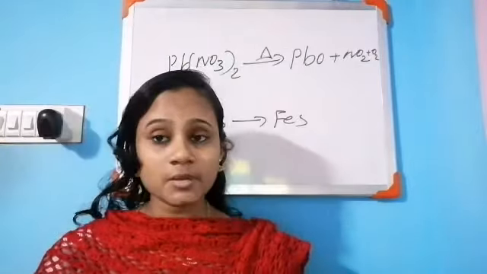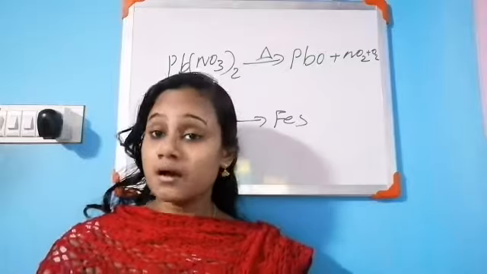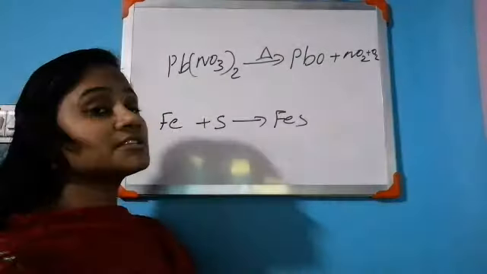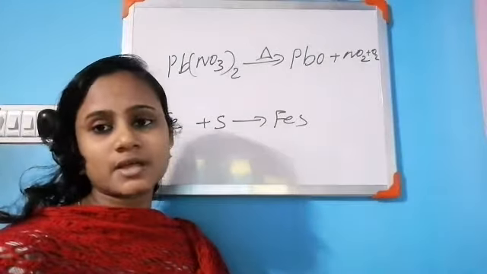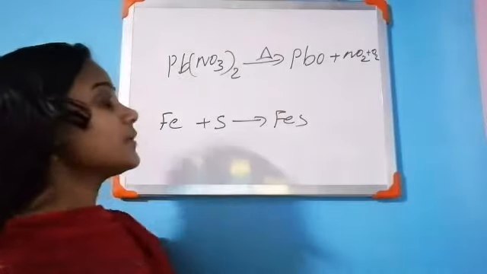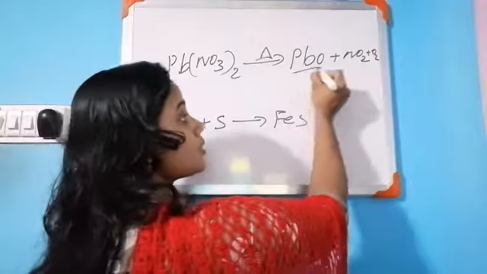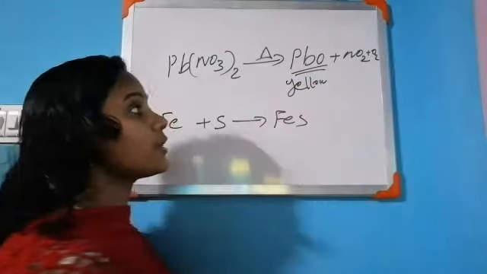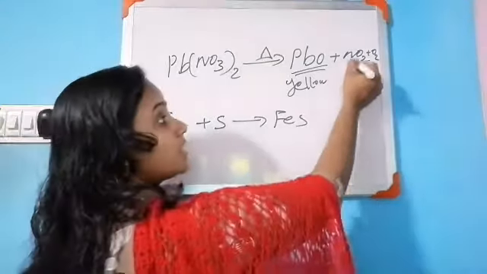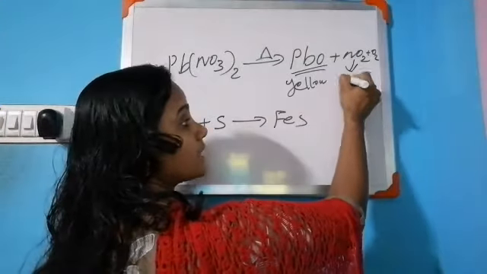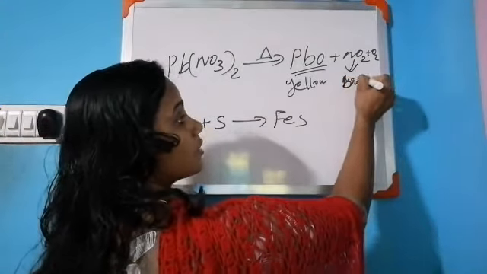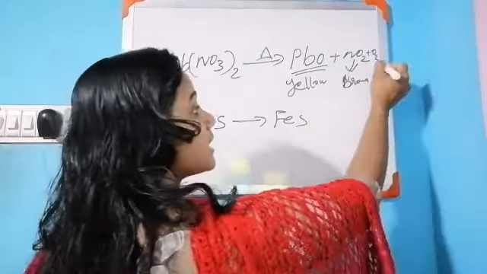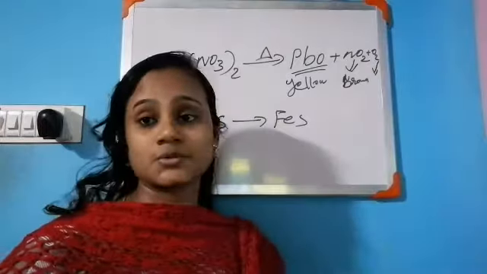Dear children, some chemical reactions take place only in the presence of heat. For example, lead nitrate. When lead nitrate is heated strongly, we will get lead monoxide, a yellow solid, reddish brown fumes of nitrogen dioxide, and colorless oxygen gas.